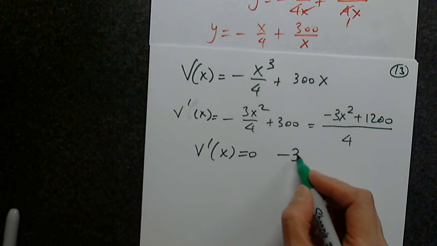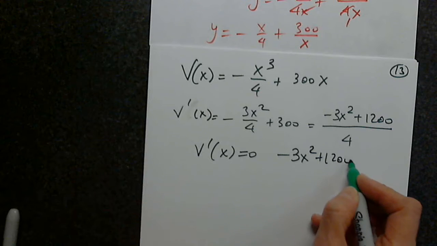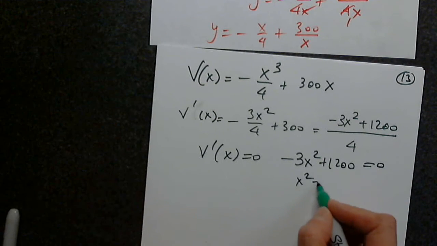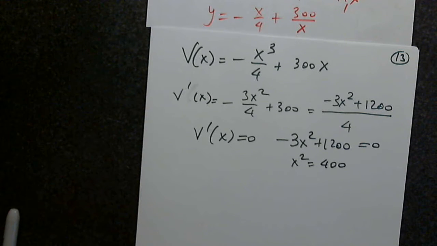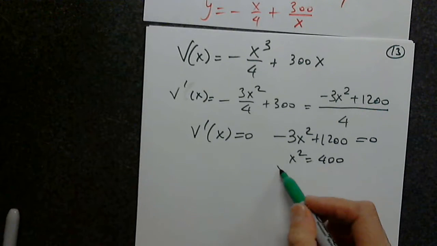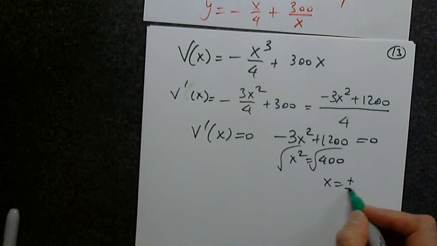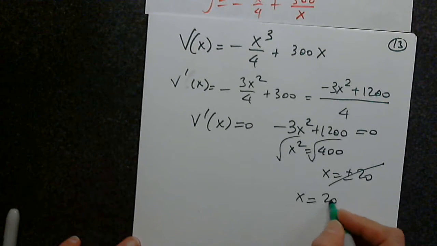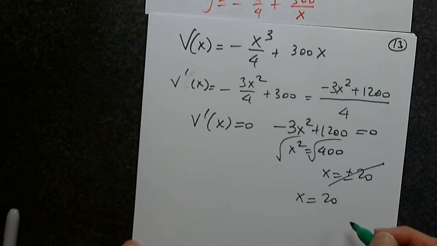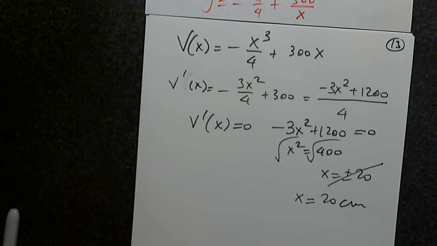And then the numerator, negative 3x squared plus 1200 equals 0. We move 1200 and divide by negative 3. We get x squared equals 400. And we take the square root. We should correctly write plus or minus 20, but then wake up and say no, only 20. And what was the measurement unit? Very good.